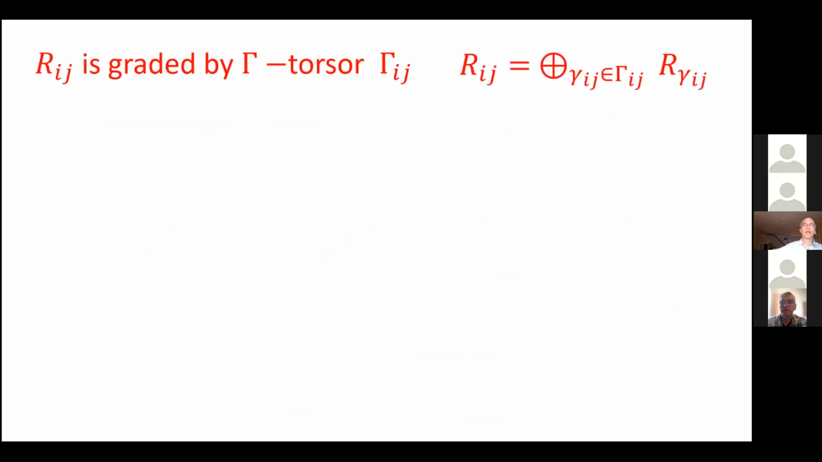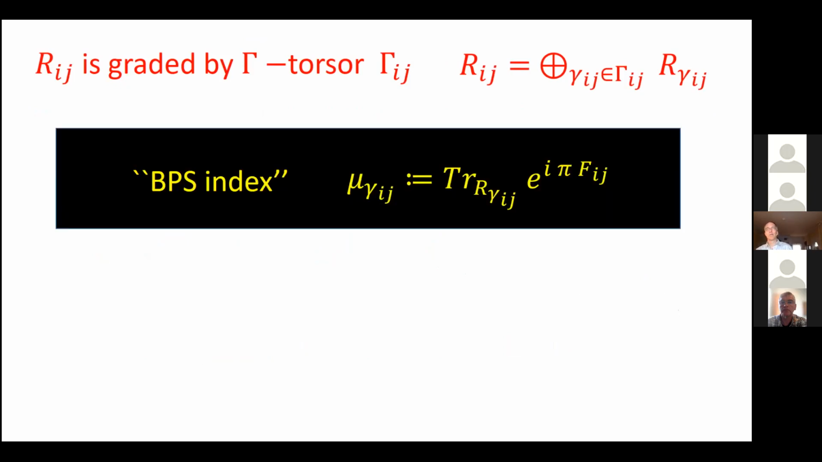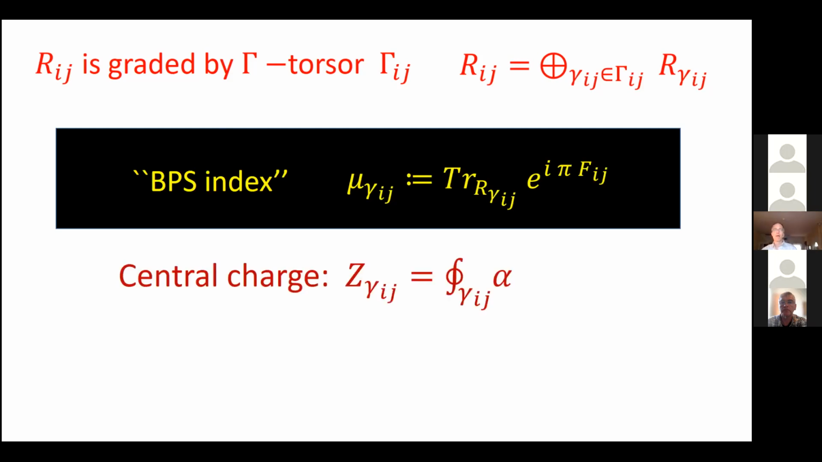So now this R_ij then is graded by this Gamma torsor, graded by these charges, little gamma_ij. And the BPS index then is the trace of, well, is essentially the Euler character, because this fermion number is essentially valued in a Z torsor. So this is basically the Euler character of these subcomplexes R sub gamma_ij. So for each little gamma_ij, we have a BPS index.